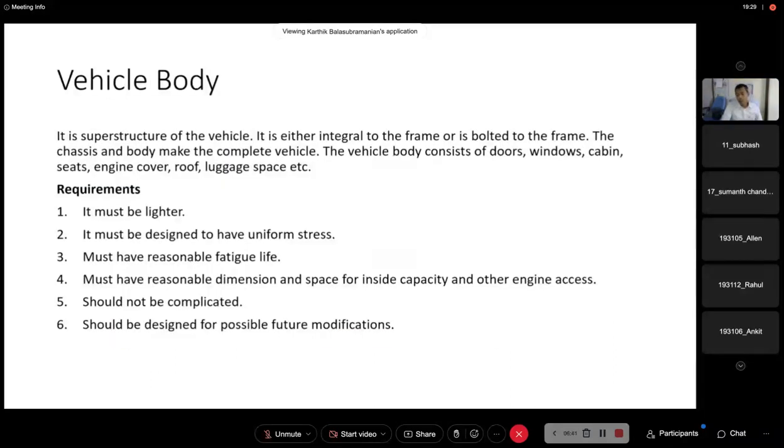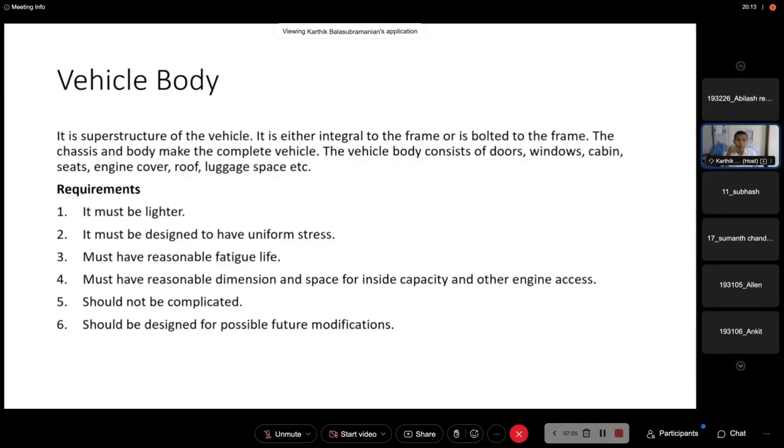What are some of the requirements, the functionalities of the vehicle body? It's very clear. It must be light, should not be very heavy. It must be designed to have uniform stress throughout, and it must have a reasonable fatigue life. What is fatigue? It shouldn't fail when it is subjected to repeated cyclic loads. Yes, it should not fail early. It should take a long time. It should be able to withstand a large amount of repeated cyclic load.